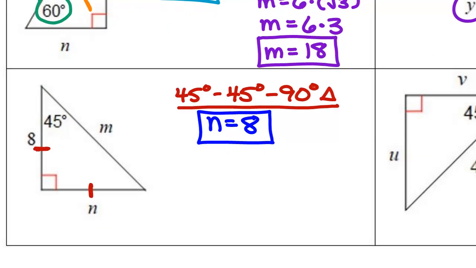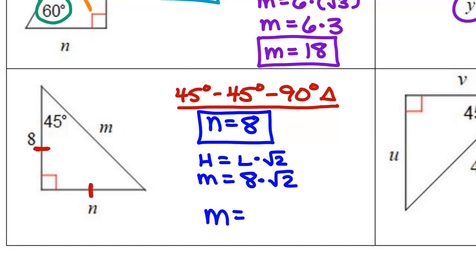The hypotenuse, though, is equal to the leg times the square root of 2. The hypotenuse they're calling m. The leg is 8, so 8 times the square root of 2. So m is 8 radical 2.